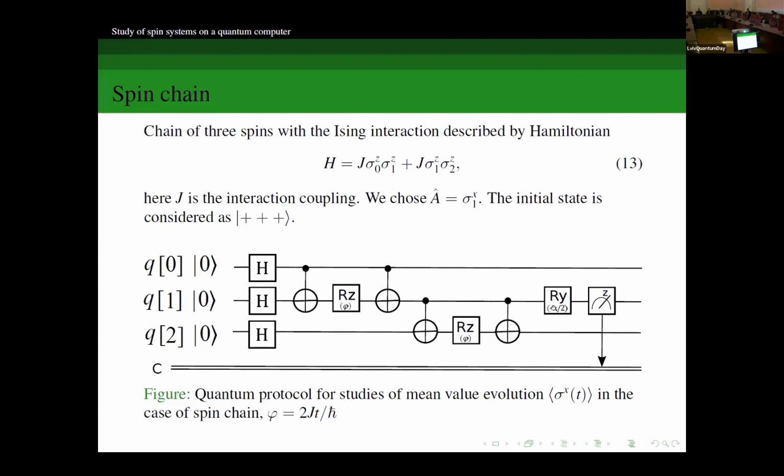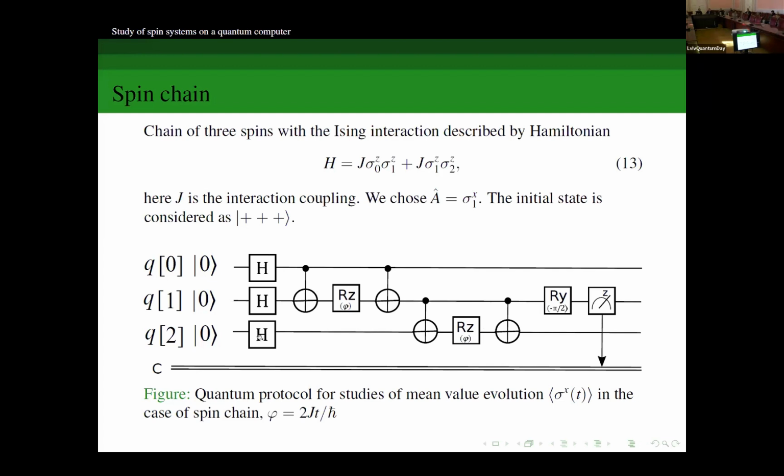Here is presented the algorithm for calculation of evolutions. It corresponds to interaction between the 0 and 1 spin. This is the interaction between the 1 and second spin. Here is the measurement of the mean value of sigma 1x. Okay, what we get? And here is also very important, because the initial state is very important for this evolution.